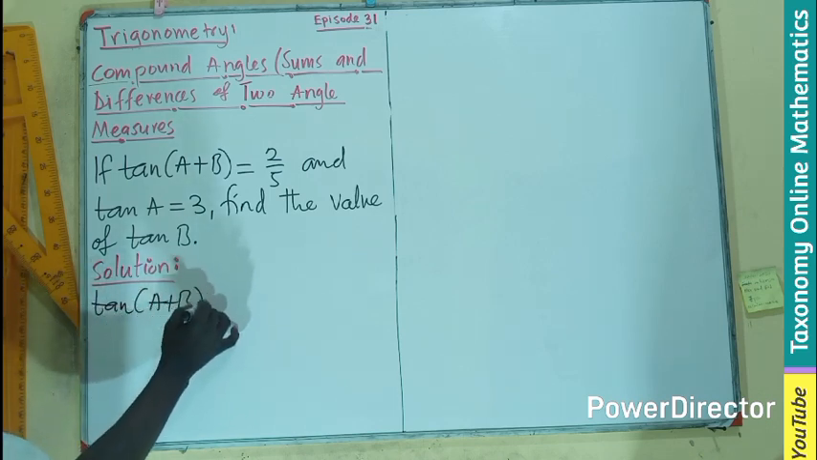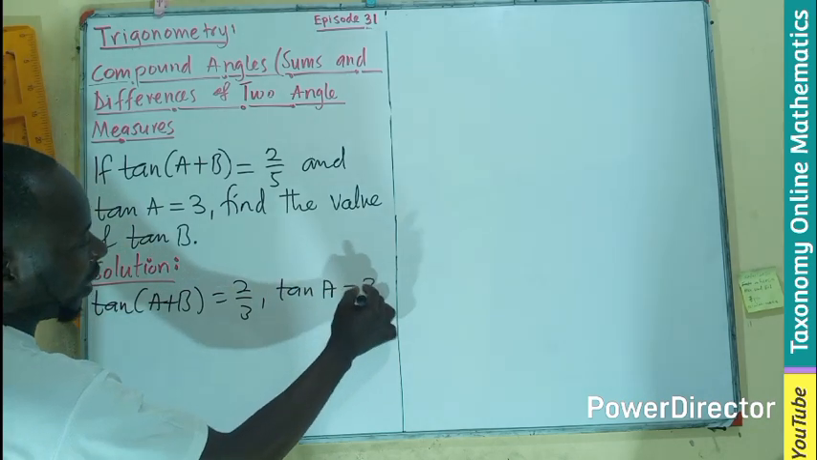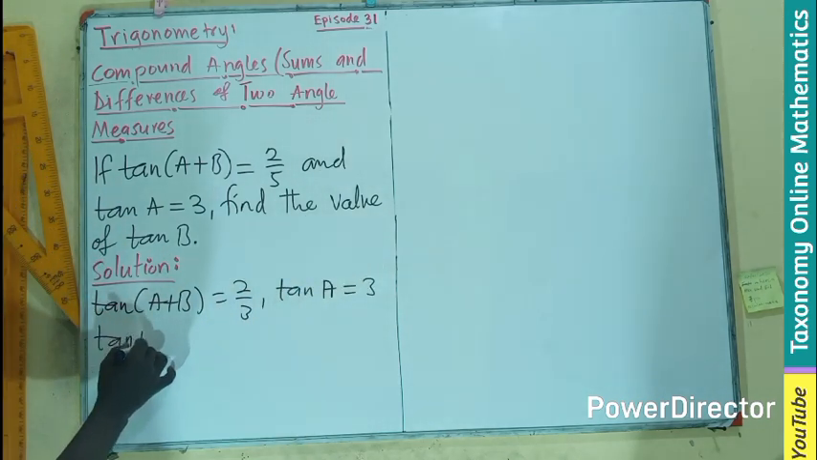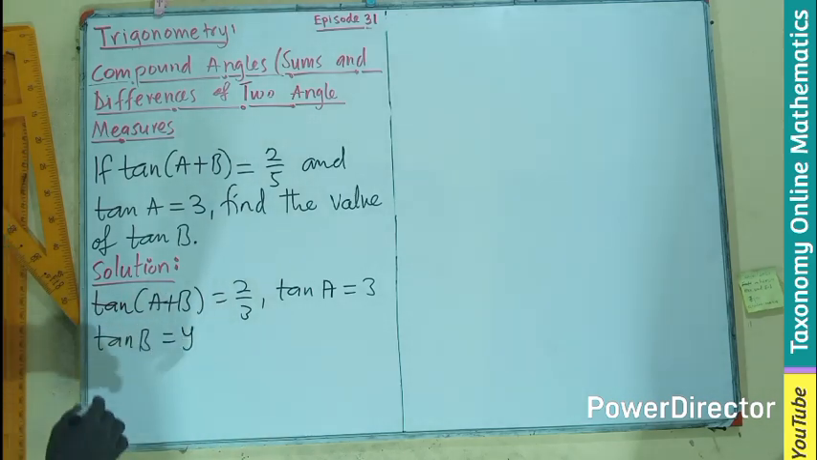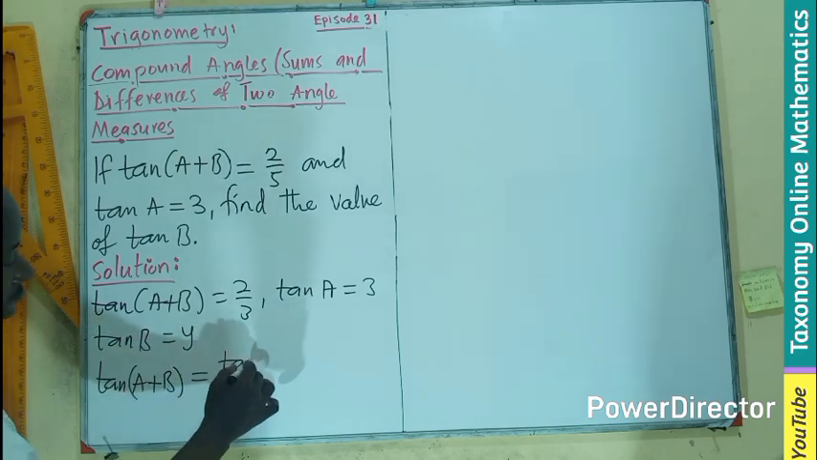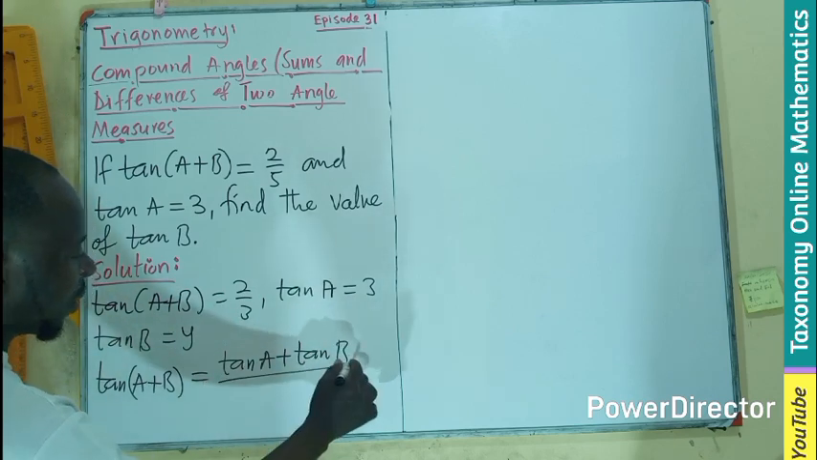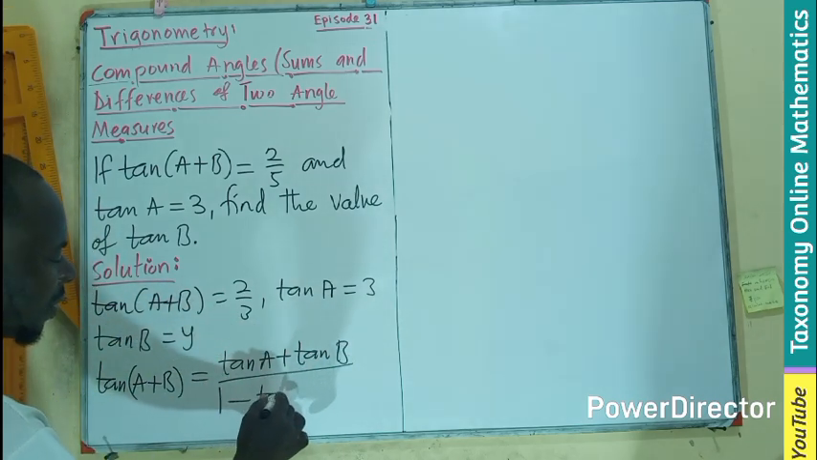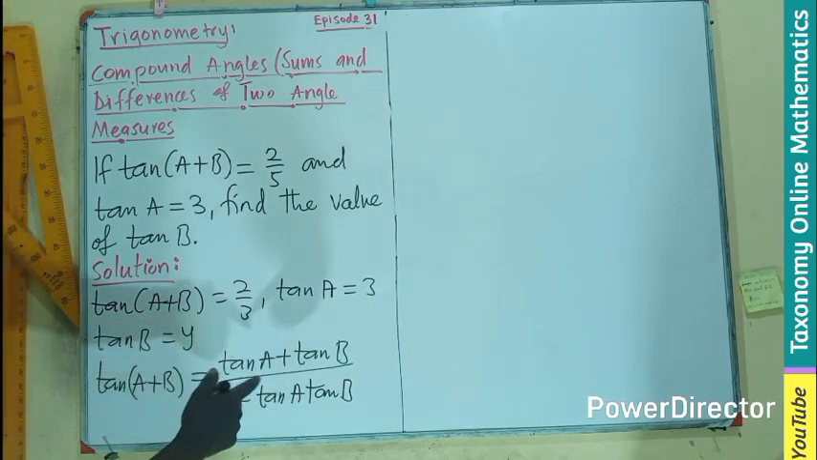tan(A+B) as 2/5, tanA as 3. Then let's say our tanB, let's use y or x to represent that. Then from the expansion, tan(A+B) equals tanA, the first angle, plus tanB, the second angle, over 1 minus tanA tanB. Remember how we expanded this in the previous episode.